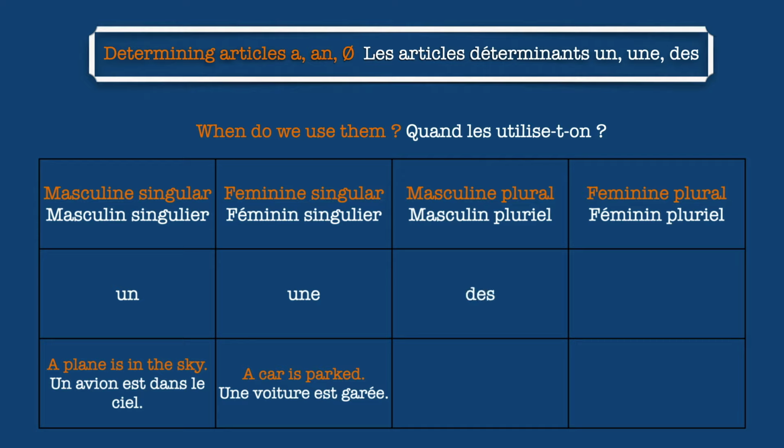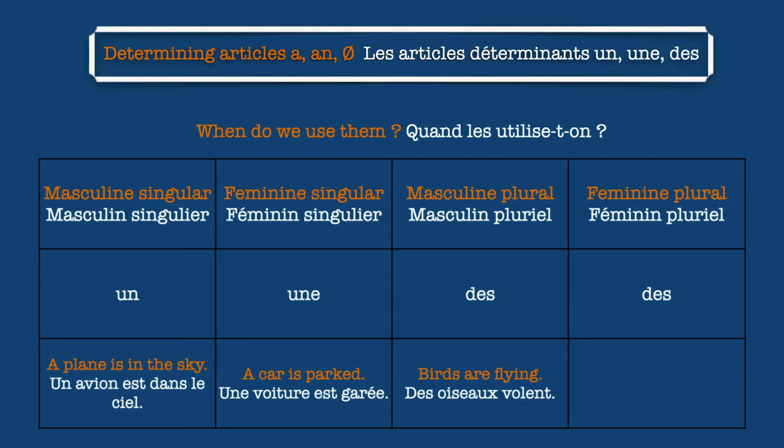Now that we have seen singular, it's time for plural, and if the noun following the article is masculine plural, then we use the word des. Des oiseaux volent. Birds are flying. We can see that in English, there is no article in plural, but in French, we use as an indefinite article the word des.